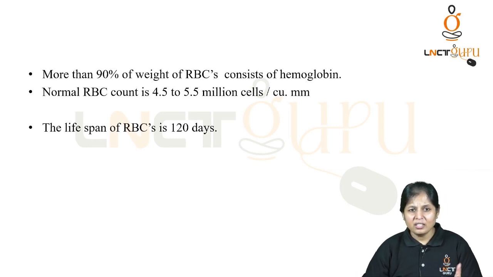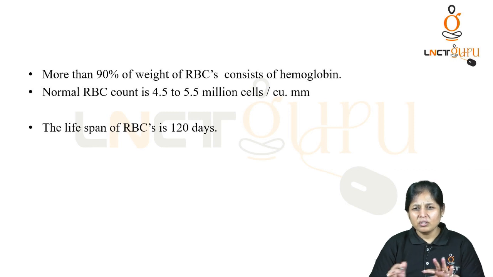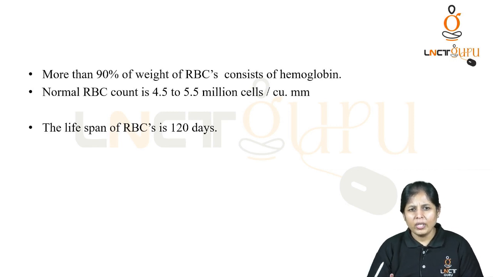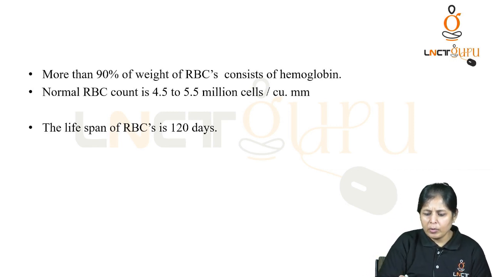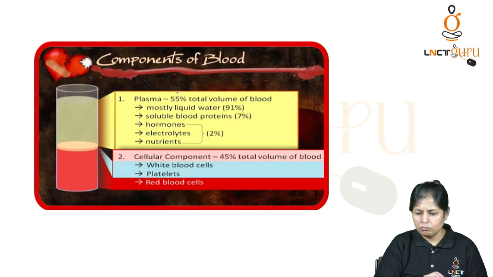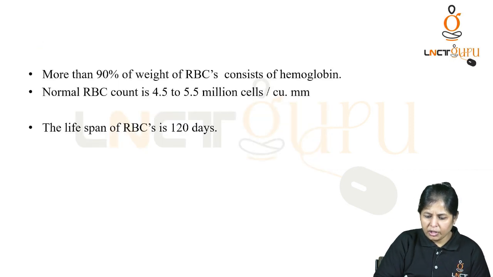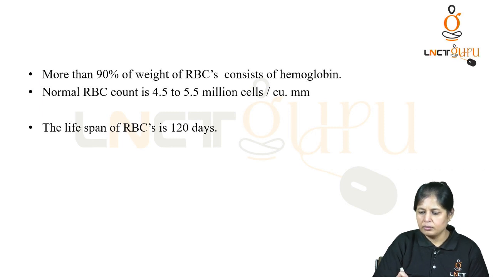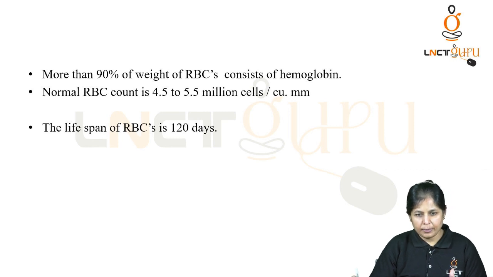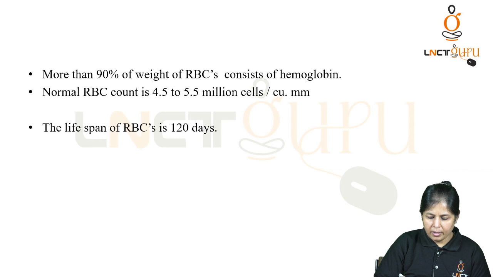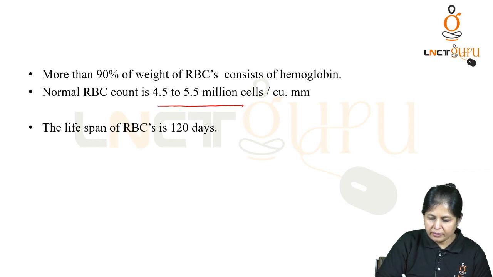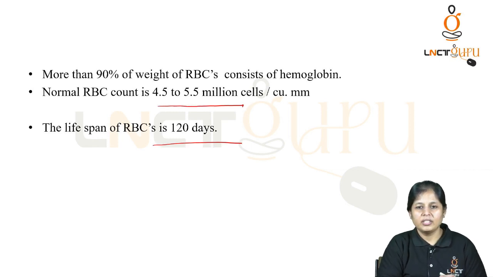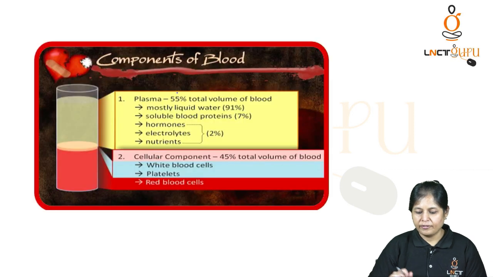Now, why am I taking these 2 points over here? Because these are the kind of questions that can be very commonly asked. Firstly, the normal RBC count. So you need to know that. So this you need to remember, the normal count and the lifespan of RBC. These are 2 important points over here we have to remember.